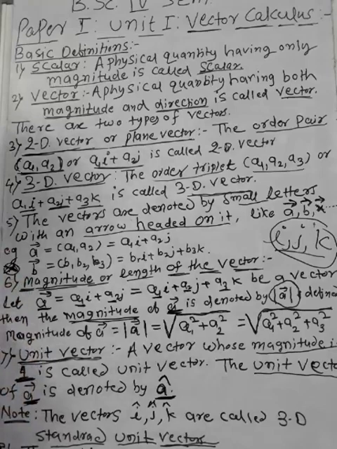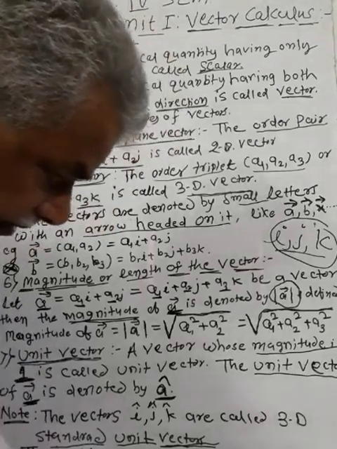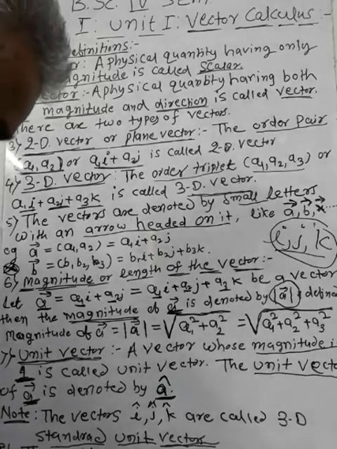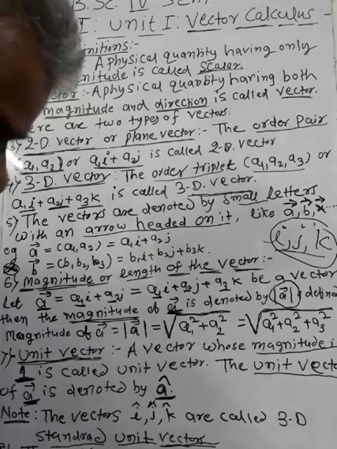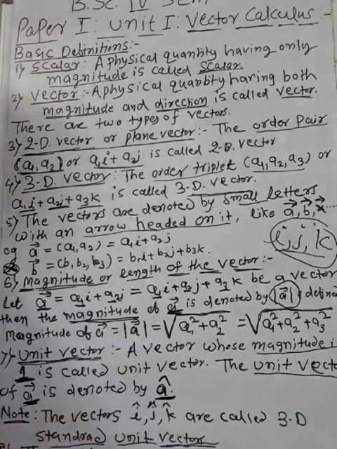And one more definition, the unit vector of a vector A in a given direction. A is a vector, and its unit vector along the direction A itself is denoted by A cap. It is vector A divided by mod A, which gives the unit vector in the direction A.